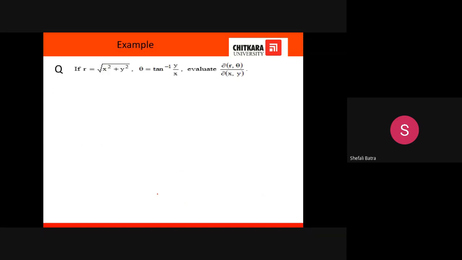Now come to the next example. If r is equal to under root x square plus y square and theta is equal to tan inverse y by x, then evaluate ∂(r,theta)/∂(x,y), meaning the Jacobian of r, theta with respect to x and y. So now you need to find out ∂r/∂x and ∂r/∂y. Find it out, hurry up.